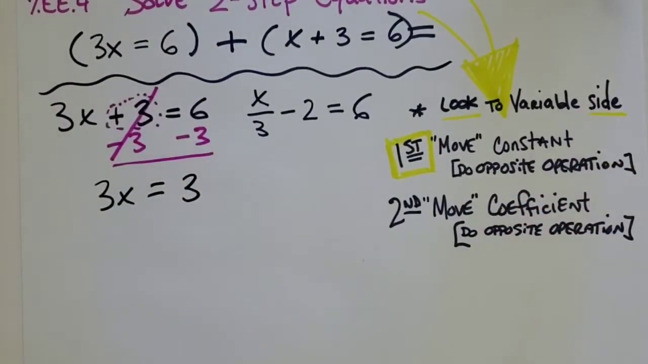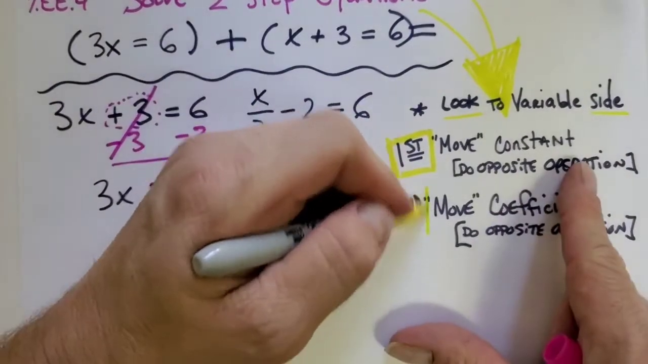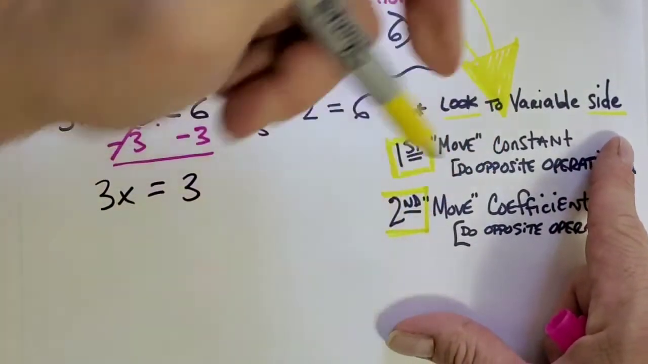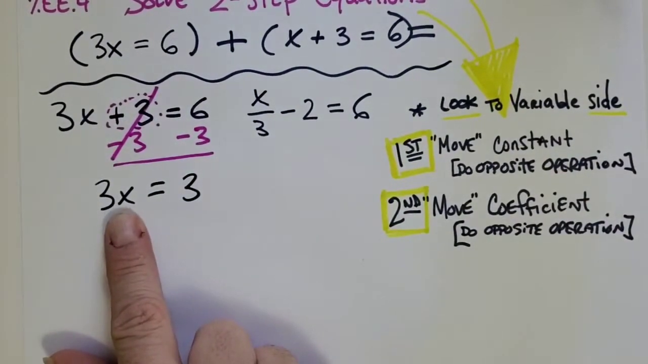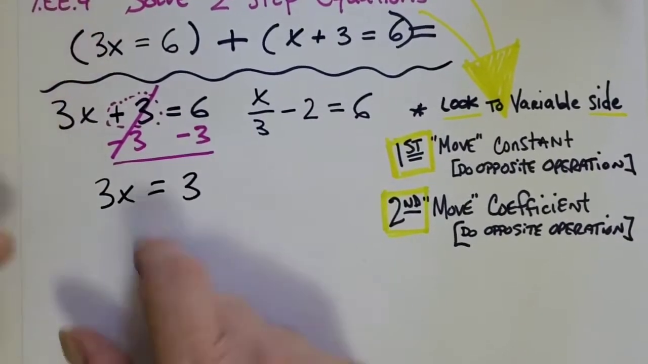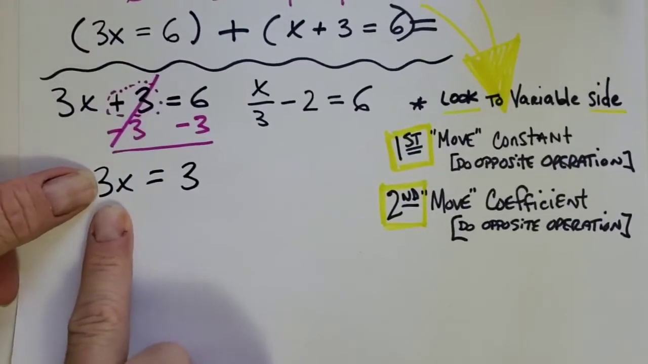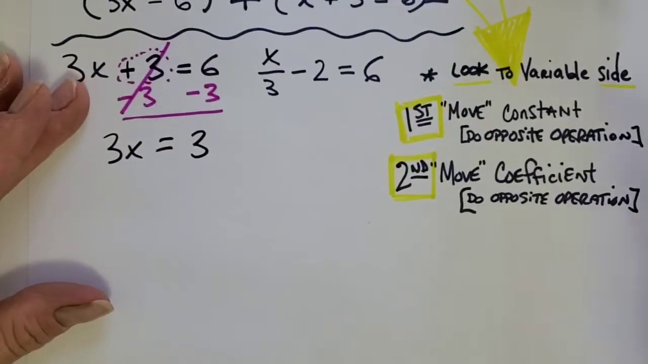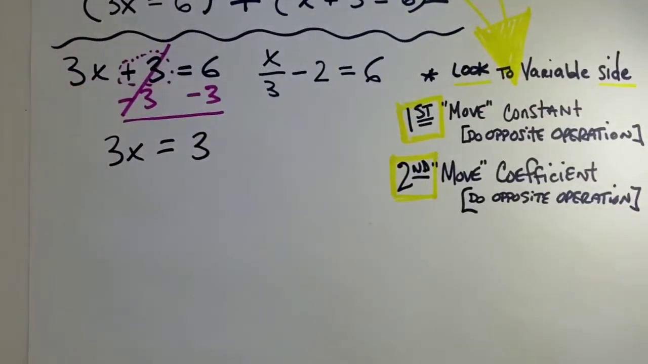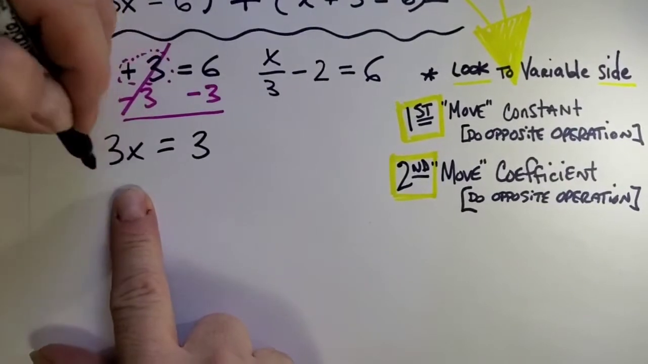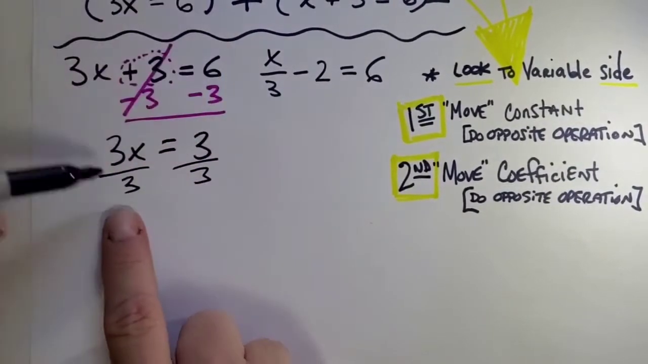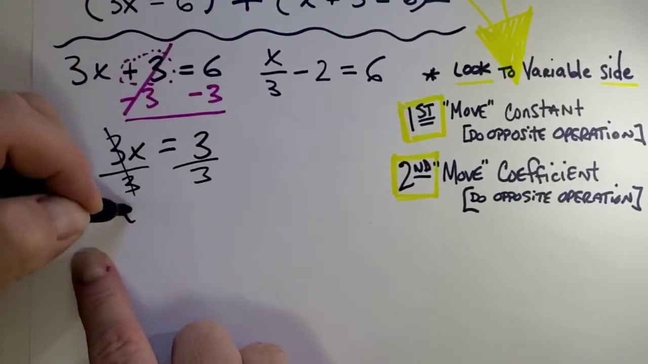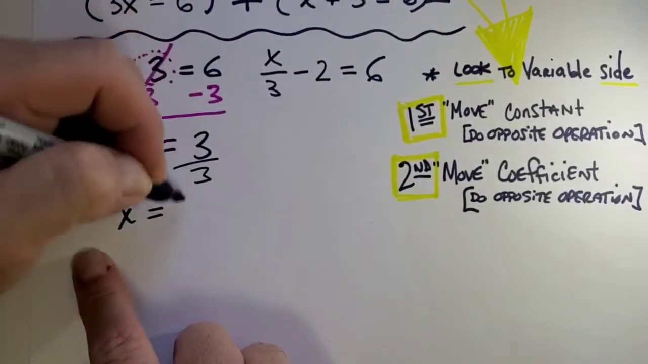Okay? Now, our second step will be to get down to the actual variable term, and we're going to break that apart now. You've been doing that. I'm going to move the coefficient. How are you going to do that, Mr. Whately? You're going to do the opposite of what's there. What is there is multiplication, so you're going to do the opposite. You're going to divide. You're going to show it, divide like that, both sides. You're going to show that these cancel, and you're going to show your x, your answer, equals some sort of value.